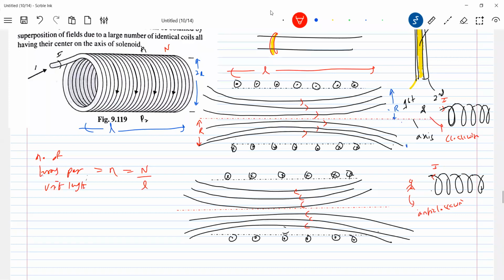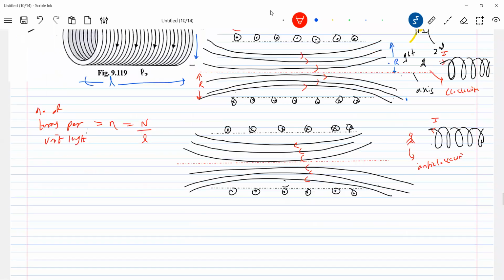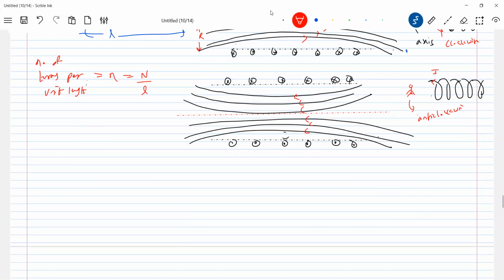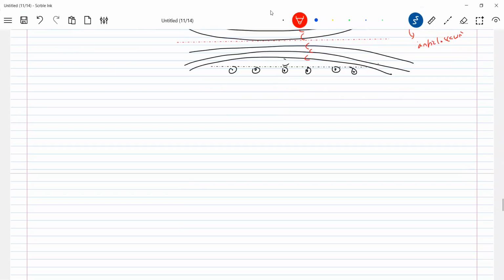Total number of turns divided by the length of the solenoid. Length of the solenoid means not the length of the wire used to make the solenoid, but the physical length, the length of the cylinder. Usually a solenoid is more powerful if, in a given small length, it has more turns; then it produces more field. Let's go for the calculation of the field due to a solenoid.